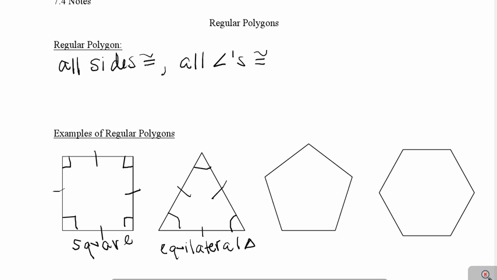This next one is just called a regular pentagon. So it doesn't really have a special name, so we just put the word regular in front to indicate that all the sides and all the angles are congruent. So anytime you see that word regular, that's how you know that all the sides and all the angles are going to be congruent. And then this last one is just called a regular hexagon. So these are just a few examples of some regular polygons.